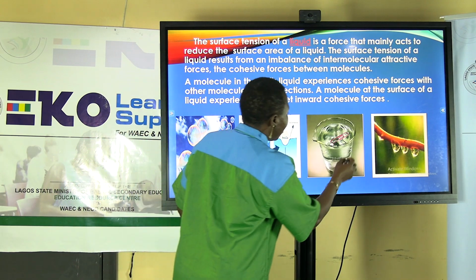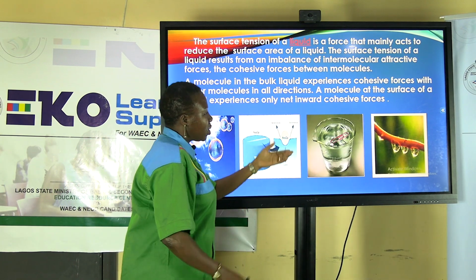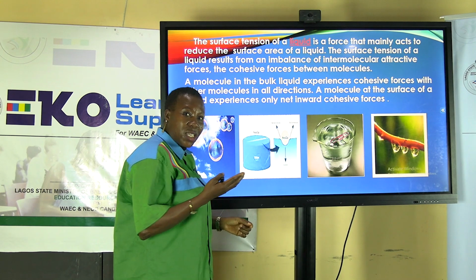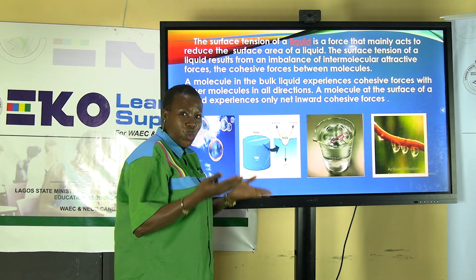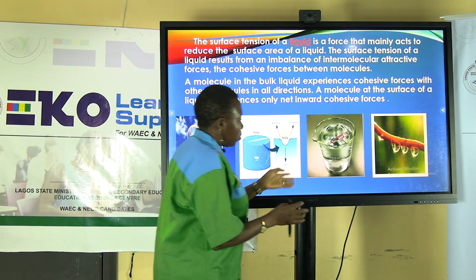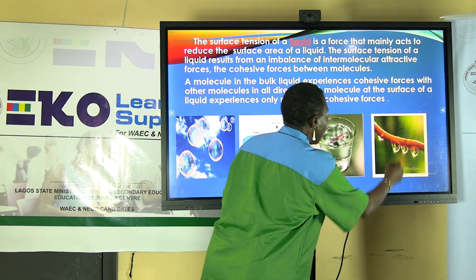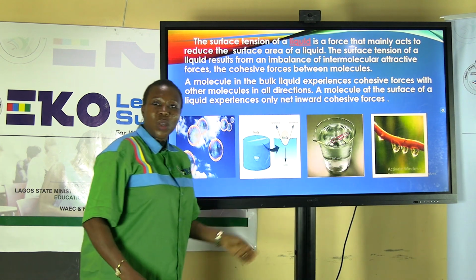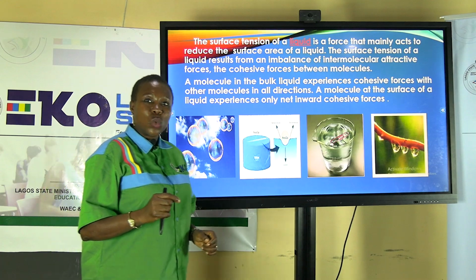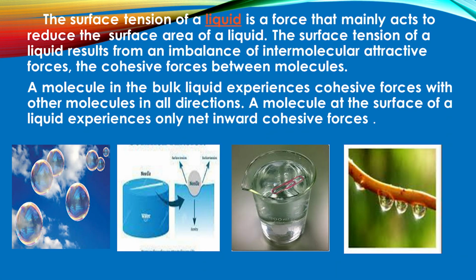We also have a pin floating on the surface of a liquid in a jar. And here, you wonder how you have droplets hanging to leaves when rain falls.